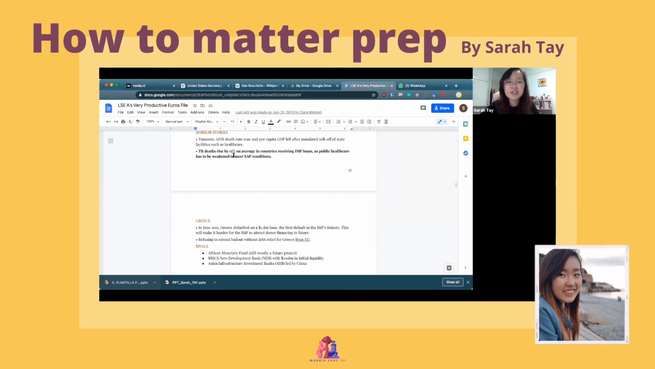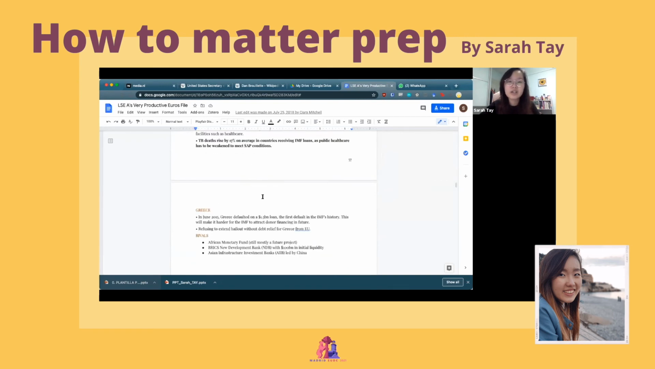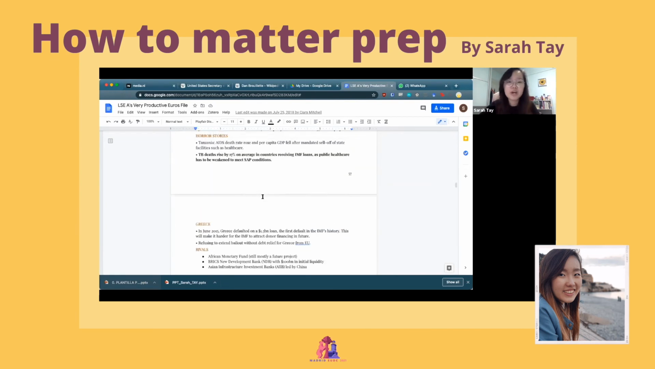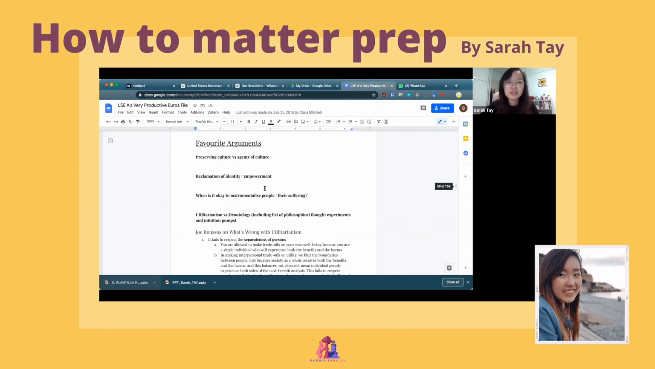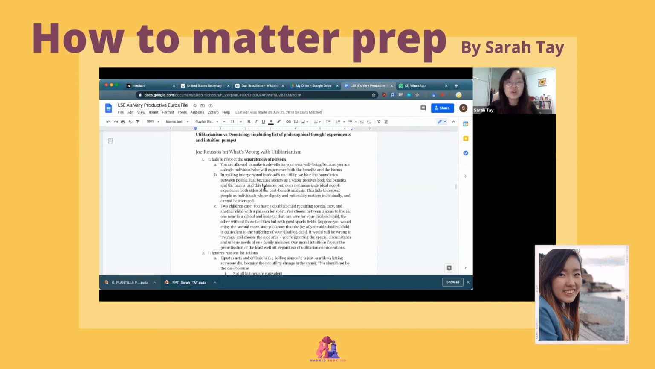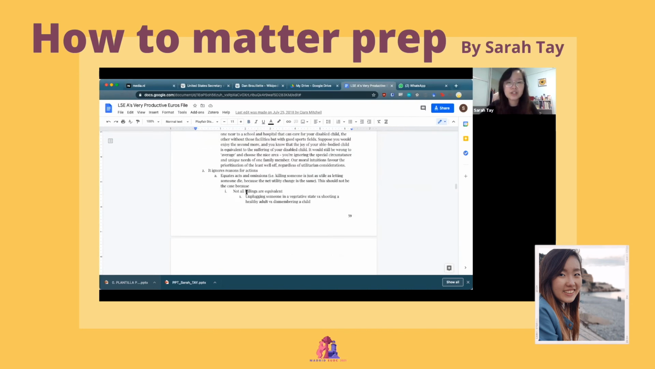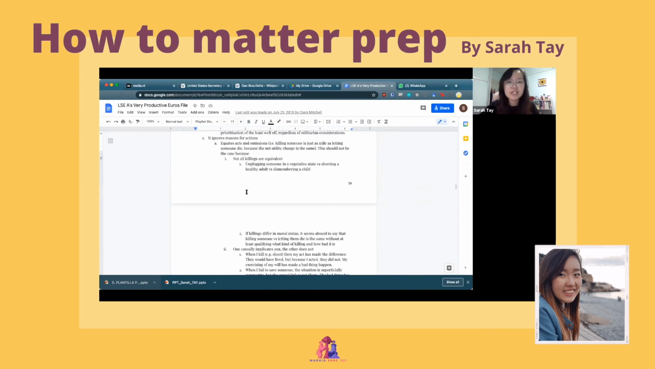Yeah, and then success stories and horror stories, so that you can have a few pocket examples that you can pull up about areas where they did very well or areas where they didn't do very well. Yes, favorite arguments. So we did have, God, I swear we had these arguments somewhere. I don't know why they're not in this. But yeah, we did have favorite arguments.